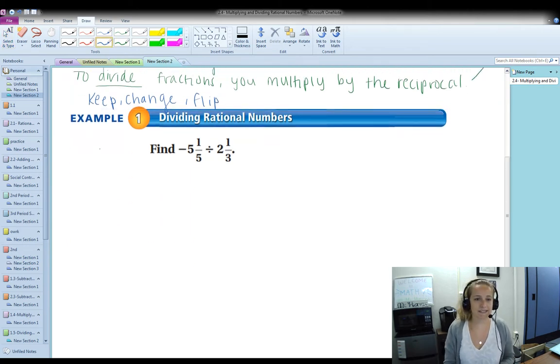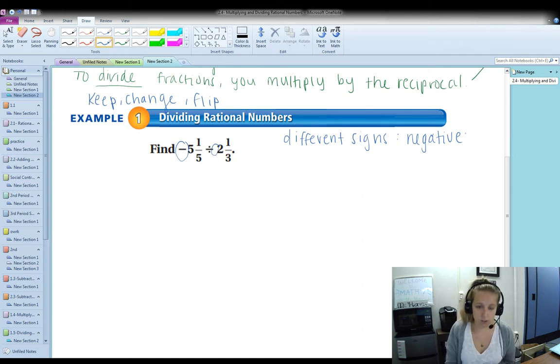So example 1, dividing rational numbers. Find negative 5 1/5 divided by 2 1/3. Right now, I can decide whether my answer is going to be negative or positive. How could I do that? Well, I want to take a look at both of these numbers and look at their signs. I see here that one has a negative sign and the other one doesn't. That means they have different signs. And if I remember back to my rule from 1.4 and 1.5, if two numbers have different signs, the answer is always going to be negative. So I know right now that my answer is going to be negative.